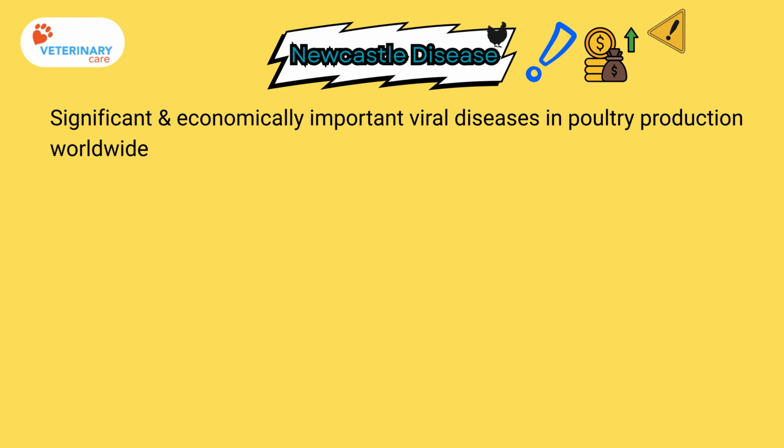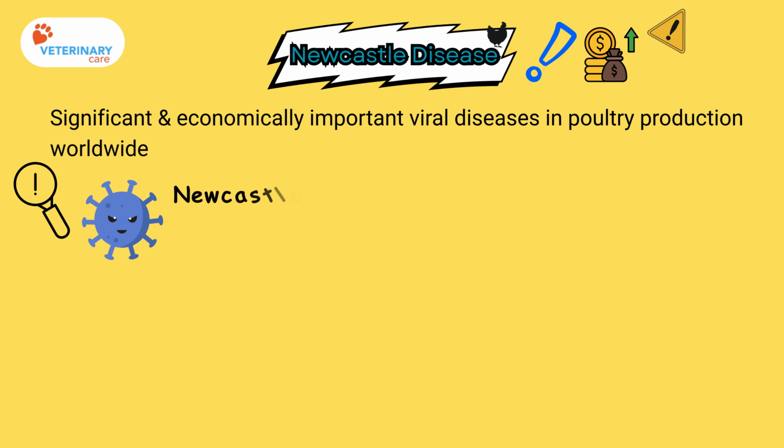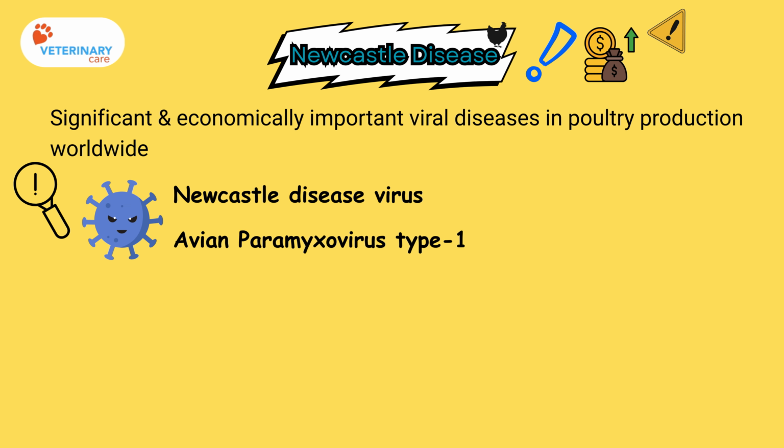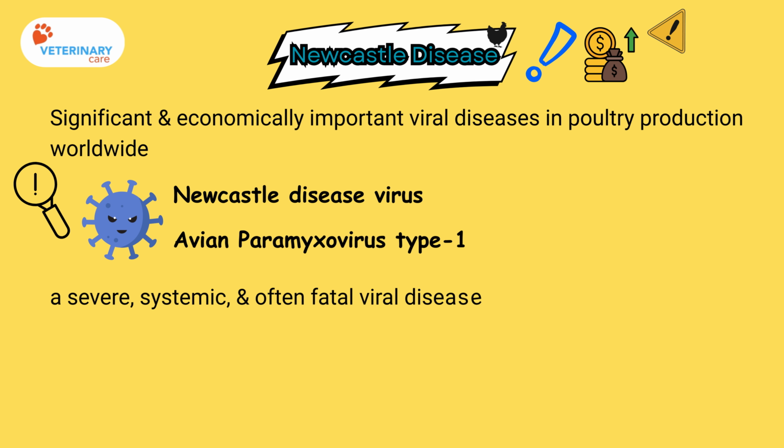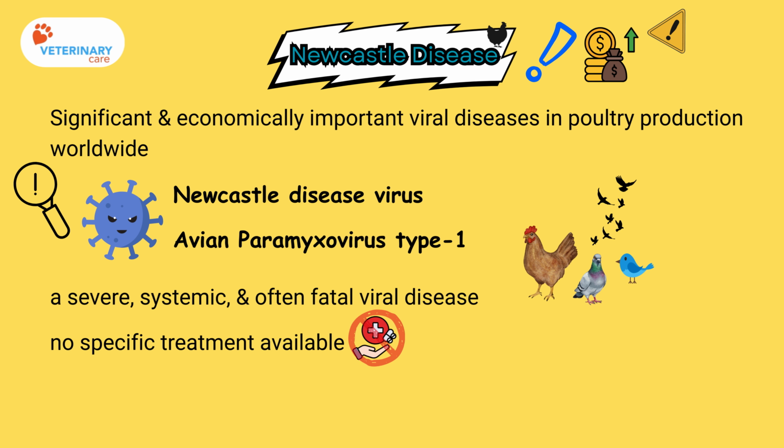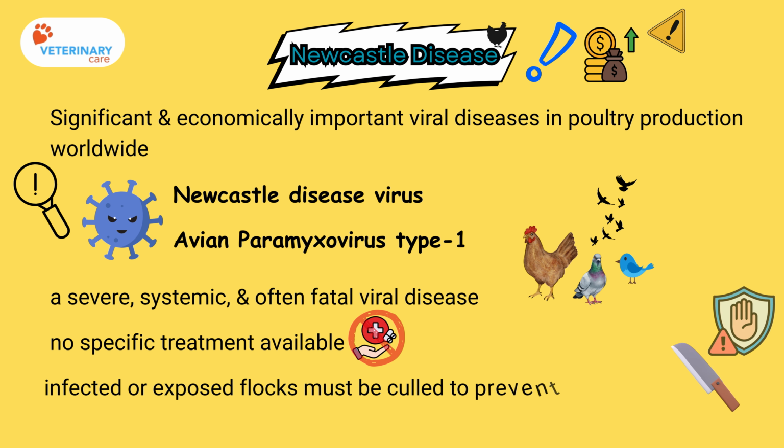Newcastle disease is caused by the virulent Newcastle disease virus, also known as avian paramyxovirus type 1. It is a severe, systemic, and often fatal viral disease affecting many species of birds, particularly chickens. There is no specific treatment available, and in many cases infected or exposed flocks must be culled to prevent further spread. Now let us understand how birds become infected.